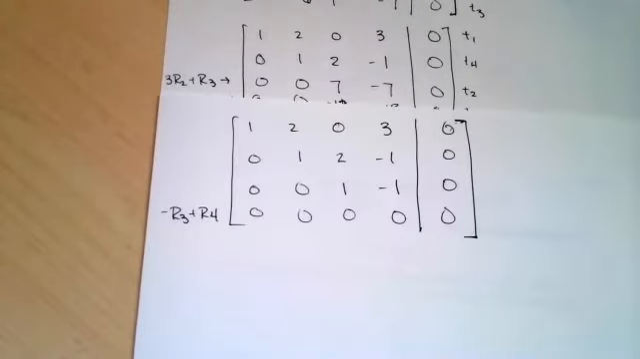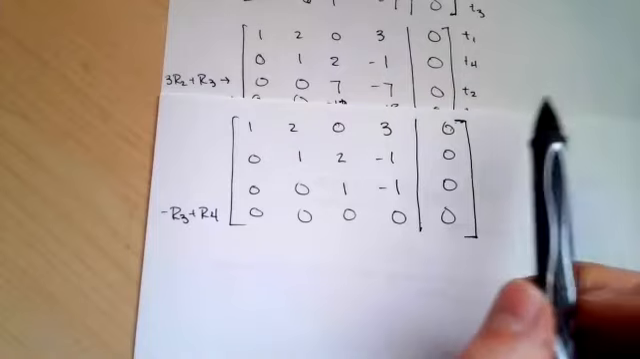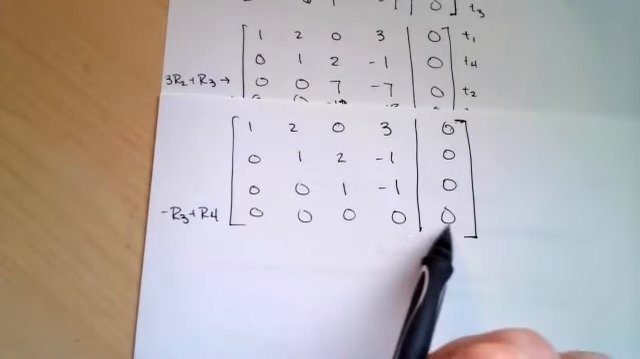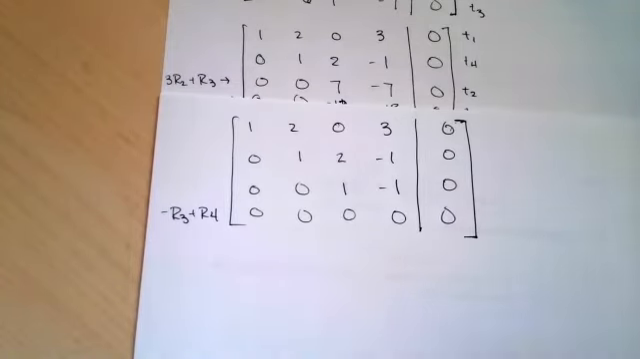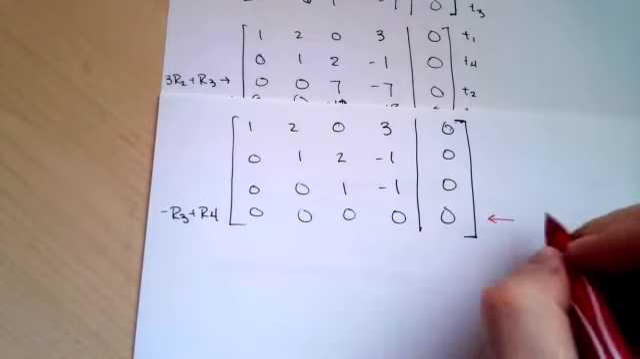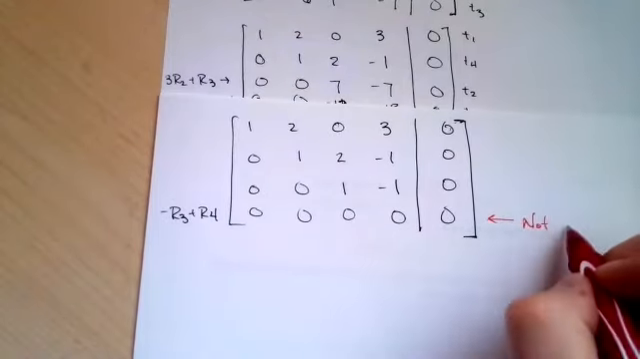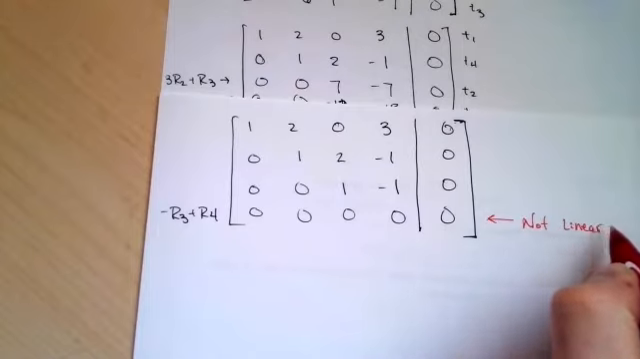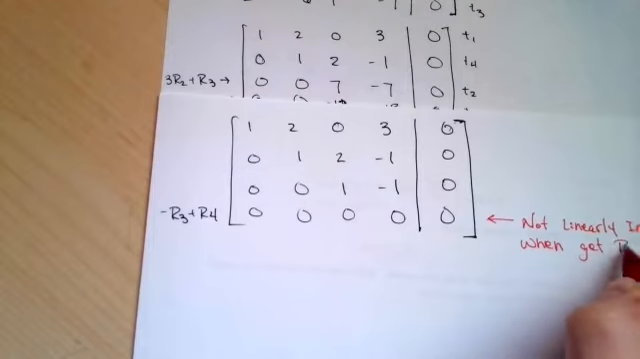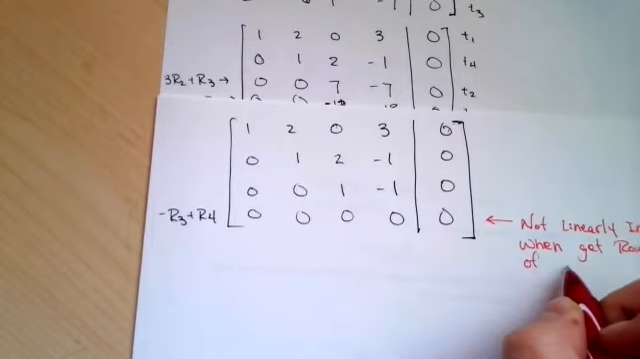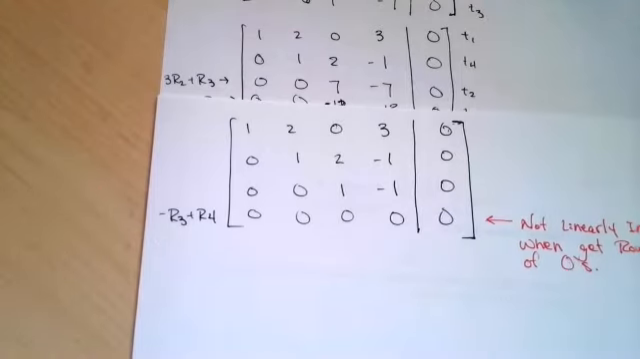Sorry, off the screen again. So what happens if we get a row of zeros? A row of zeros is going to be not linearly independent. When we get a row of zeros.